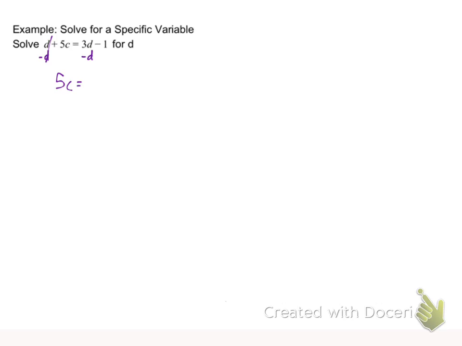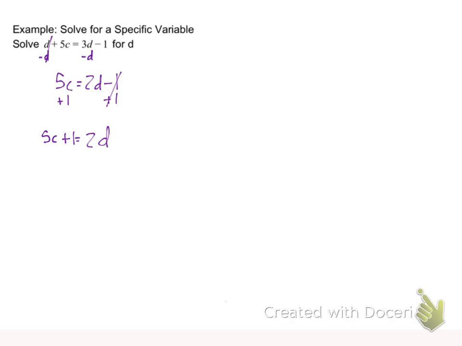Smaller coefficient. So it's 3d minus d, 2d minus 1. And at this point, I would not move the 5c, but I would then move the negative 1. To move the negative 1, I add 1 to both sides. And so 2d is equal to 5c plus 1.